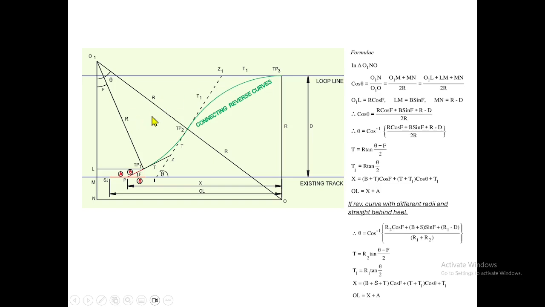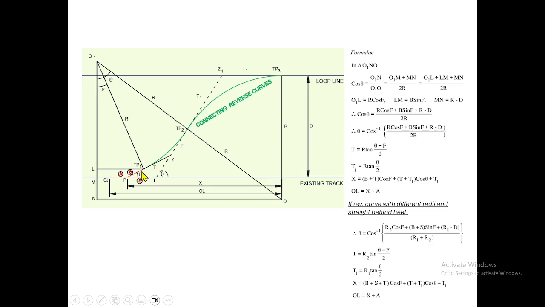The radius we know. But for doing this connection, we need this dimension, that is the overall length. So we have to find out the x, then adding a will give the overall length. So the horizontal distance we have to find out. As already discussed, you can make some triangles so that we find out all the horizontal distances, and we will be able to get the distance between the point of intersection and the tangent point here, where the curve is ending.